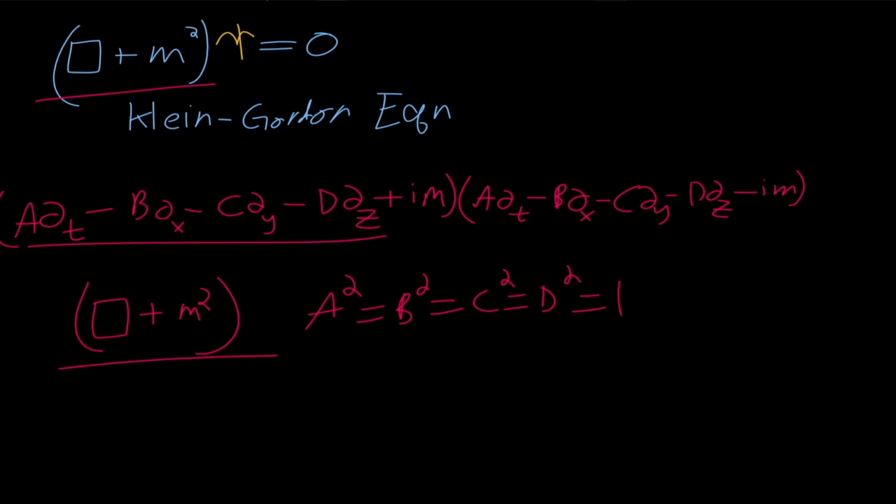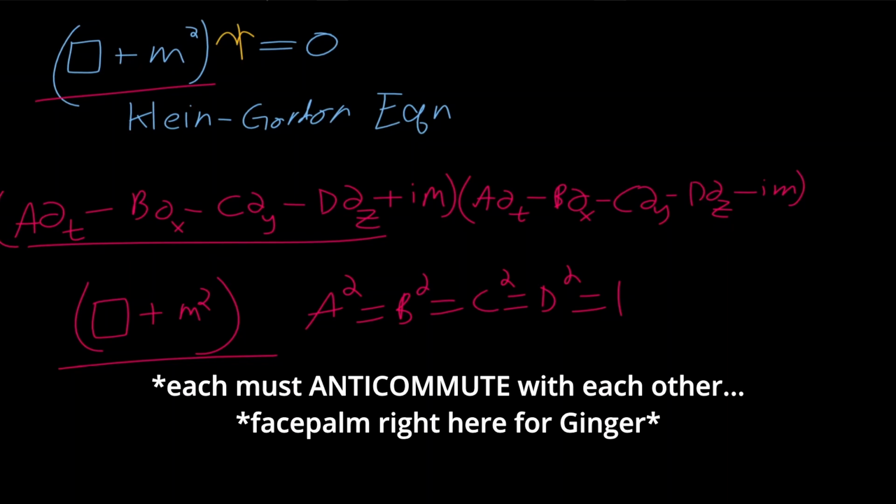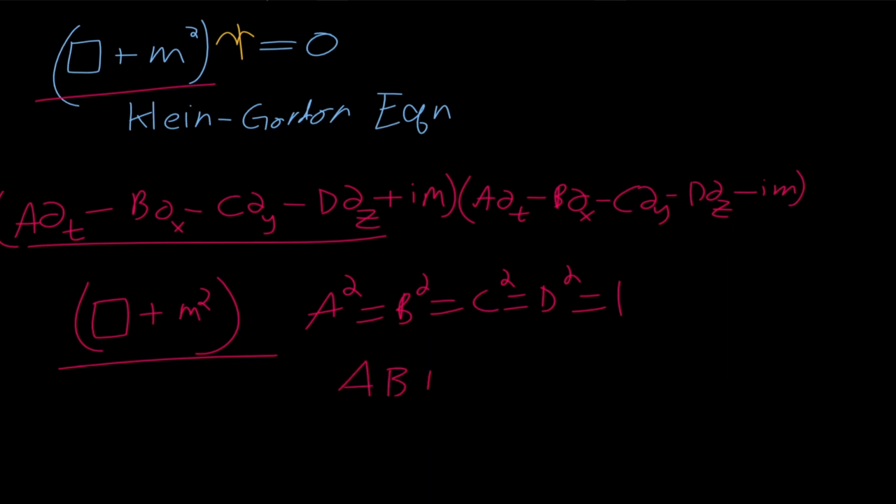But then we also want all of these to not commute with each other. So we have AB plus BA. Been thinking about calculus too much. That right there has to equal 0. Or really they have to anti-commute with each other, right? Because AB would equal negative BA. And this goes for every combination of them, more or less.